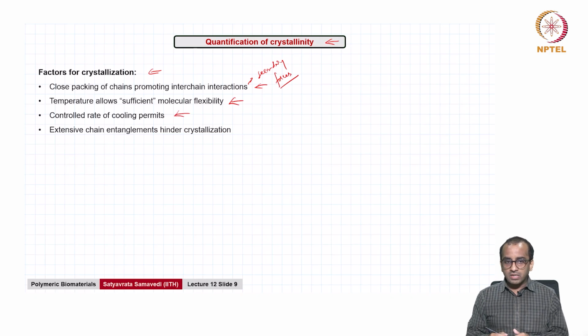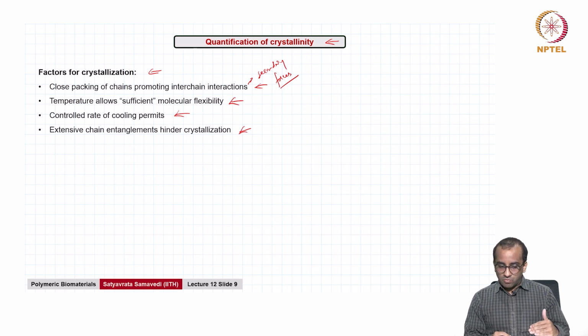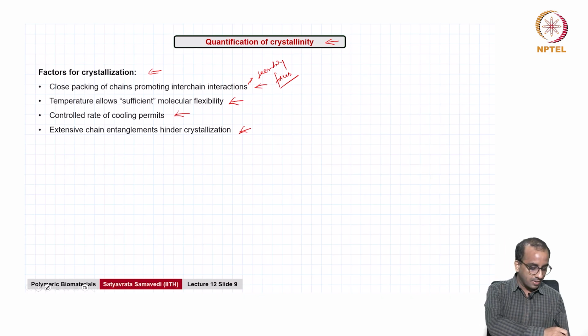We also note that controlled rate of cooling permits crystallization, while extensive chain entanglements will hinder crystallization. This is all looking at crystallization both from a temperature perspective and from a macromolecule chain perspective. Now, after noting this, we can look at how to quantify this using different types of measurements.